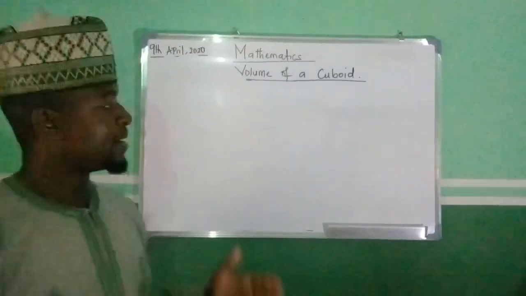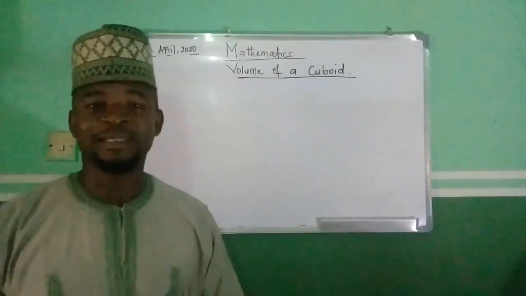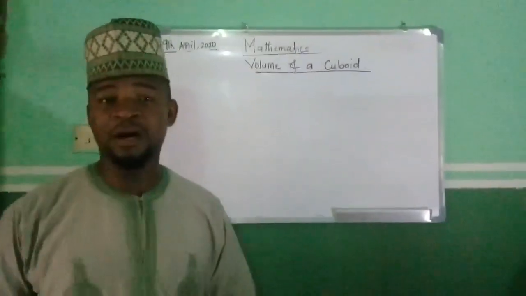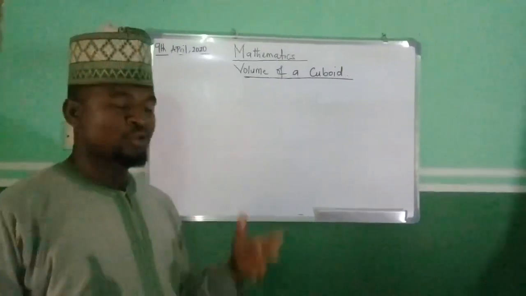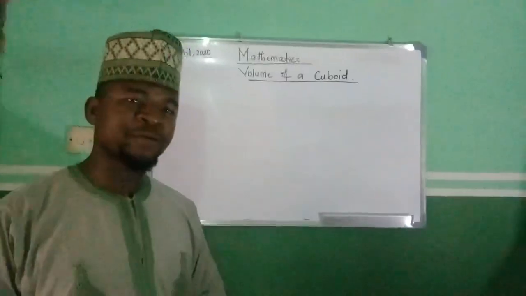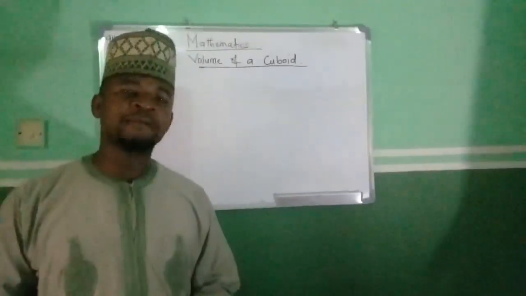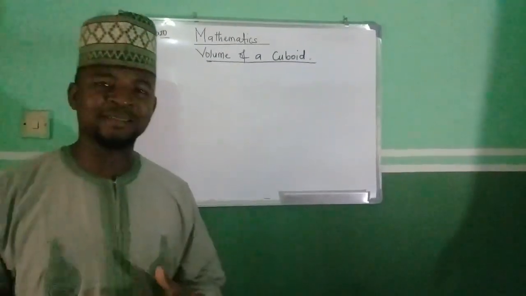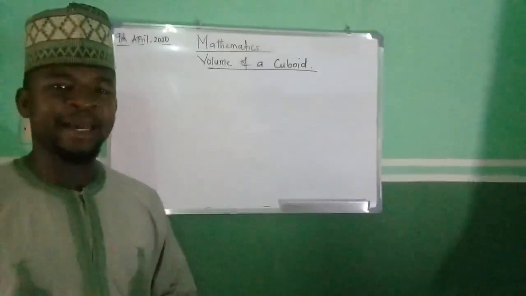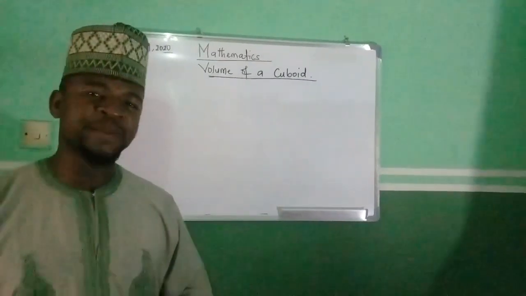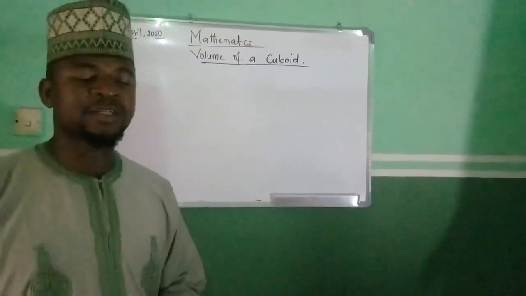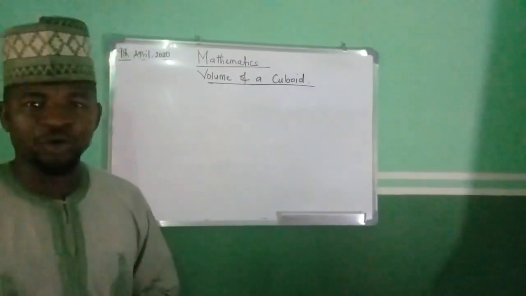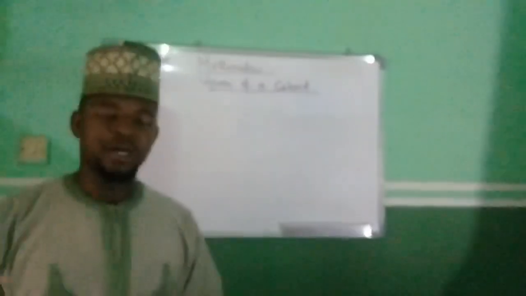Today, inshallah, we shall be taking a look at the volume of solid shapes, specifically the volume of cuboids. To begin with, it is necessary for us to know the meaning of volume. What is volume? Volume is the amount of space occupied by an object, or the magnitude of space occupied by a solid. So in essence, the volume of a cuboid is the amount of space occupied by a given cuboid.